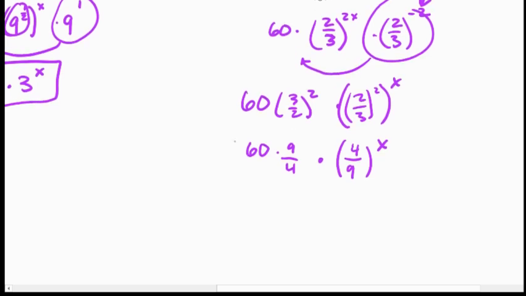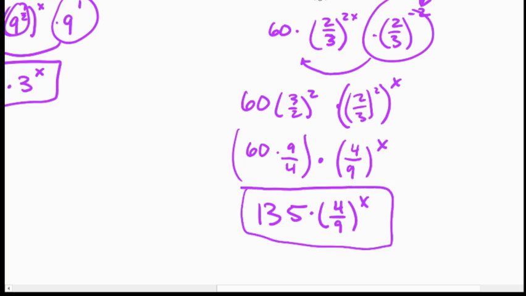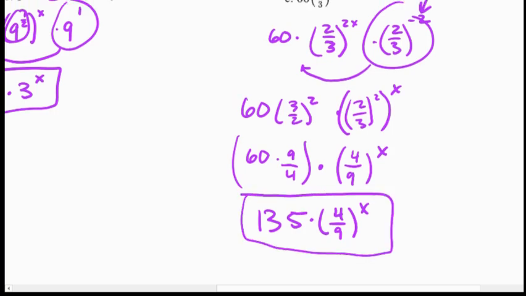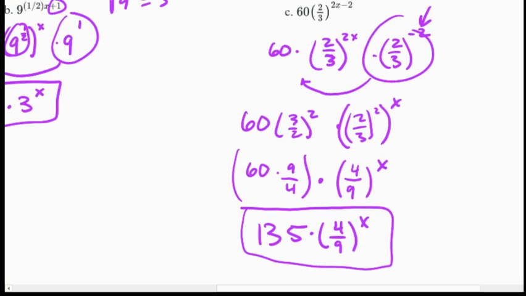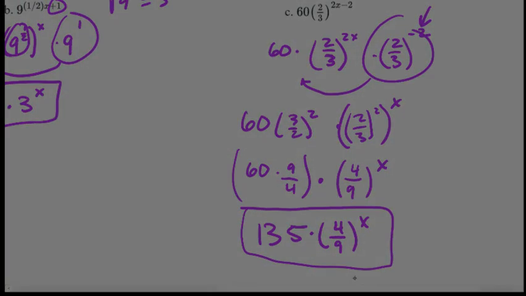Now I just got to simplify this part of my equation here. And I don't want to do that in my head. 60 times 9 divided by 4 is 135. So a value of 135, b value of 4/9 to the power of x. And now I've transformed that original equation into a times b to the power of x.